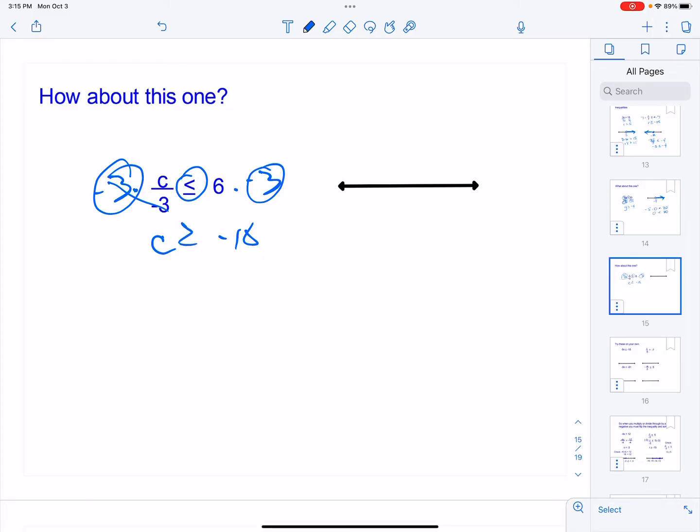So in order to determine an answer on this one, I need a value that's greater than or equal to -18, but yet divisible by -3. Okay, so I'm going to pick a value that's easy to use, 0. 0 is greater than -18. So if I plug that back into my problem, 0 divided by -3, is that less than or equal to 6? Well, 0 divided by -3 is 0, and sure enough, it is less than 6.